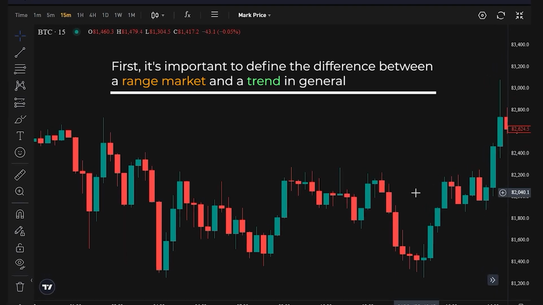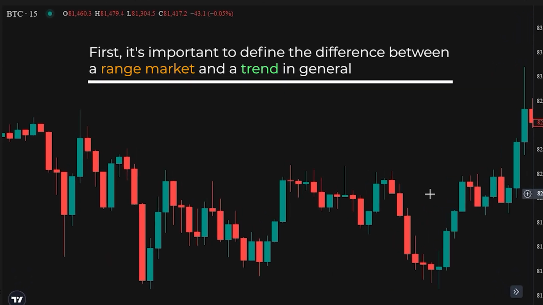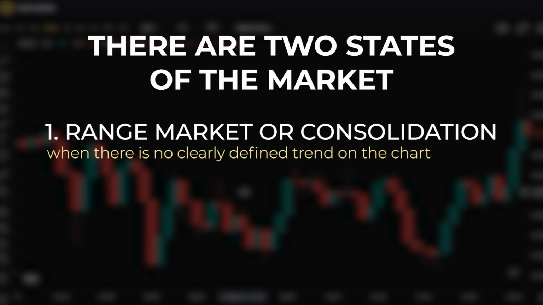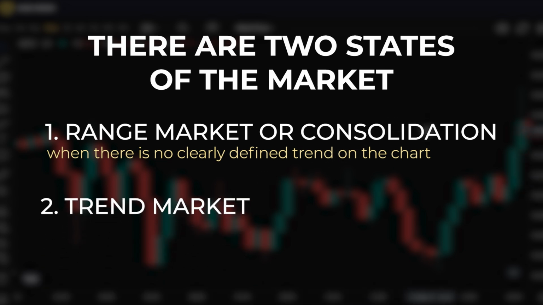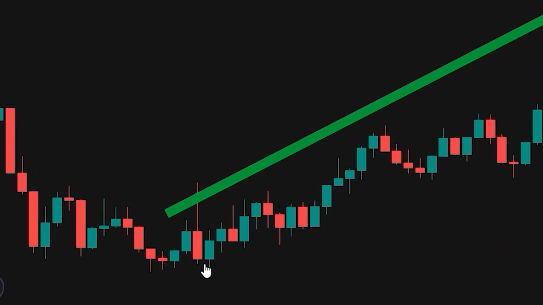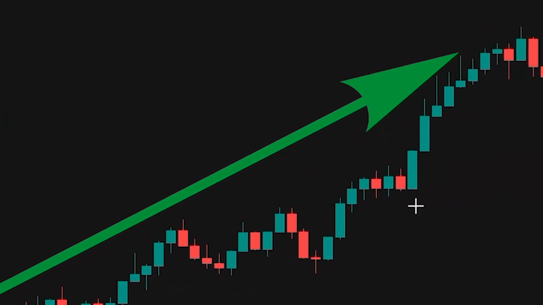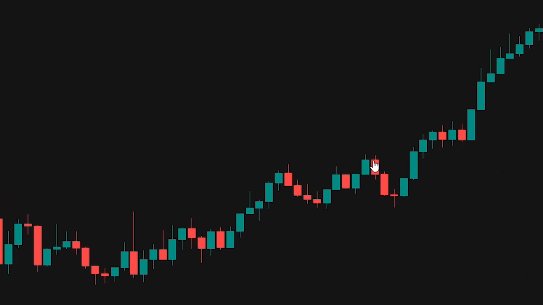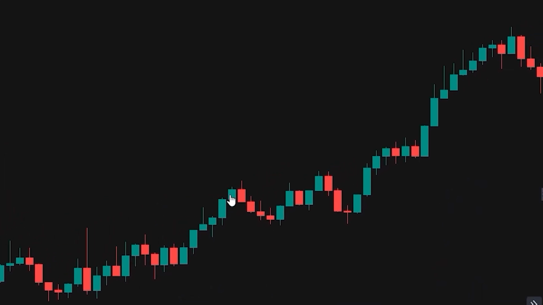First, it's important to define the difference between a range market and a trend in general. There are two states of the market. The first is a range market or consolidation, when there is no clearly defined trend on the chart, and the second state is a trend market. As you can see, a trend has a clear movement in one of the directions, up or down, and if we have an uptrend, the price will rise with small pullbacks, then recover, and each time a new high will be set above the previous one.